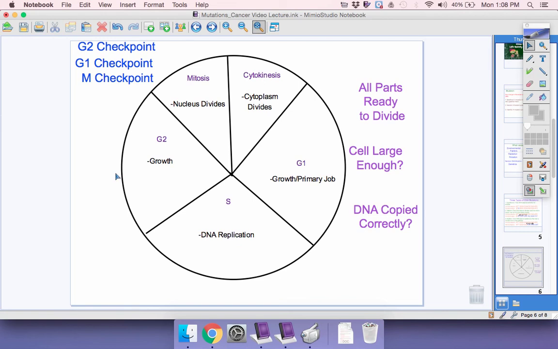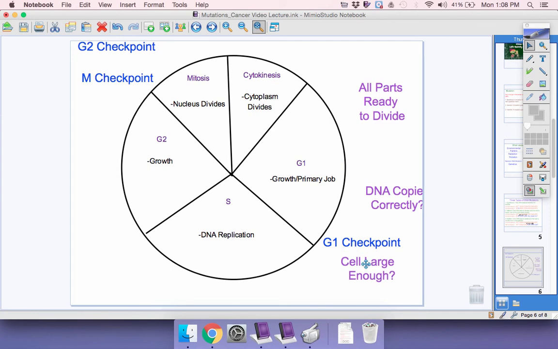There's 3 places during this cell cycle where your cell stops and checks to make sure there's nothing wrong with it. So the G1 checkpoint happens at the end of G1. At this checkpoint, your body stops your cell from growing, and it says, is the cell big enough? If the cell is big enough, it gets to go on to S. If it's not big enough, it has to stay in G1 and keep growing. DNA replication happens, there is no checkpoint, G2 happens, and the cell grows.